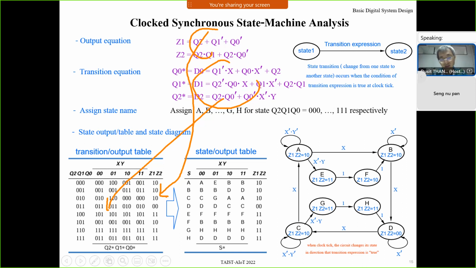From the equations, you can produce this state transition output table. When you get this, if you know the current state, for example 0, 0, when the clock ticks and you know that the input value is 1, 0, that means it will change to state 0, 0, 1. Namely, the values of flip-flops Q2, Q1, Q0 will change from 0, 0, 0 to 0, 0, 1 when the clock ticks.